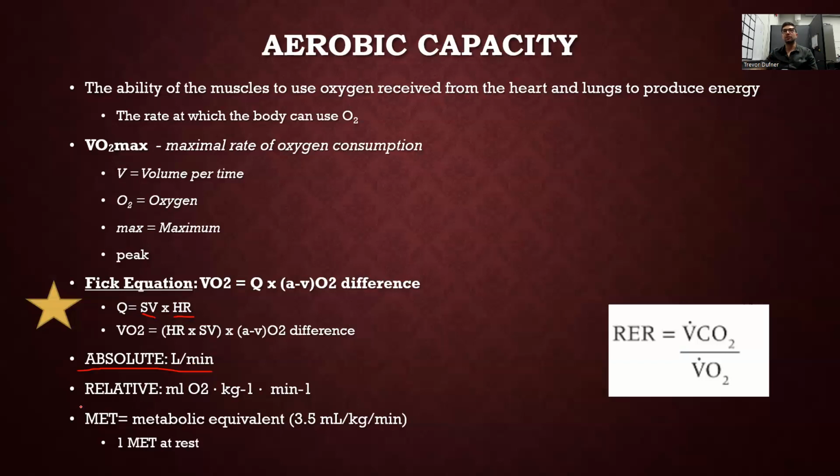Or the relative, which is usually used more often because it is based on the kilogram, right? If you are a larger individual, let's say I have a 400-pound individual sitting next to me here, okay? They are larger, and if they contain more muscle mass, their absolute VO2 is going to be higher just because they have more metabolic tissue, they have more muscles, they require more oxygen just to be alive, right?